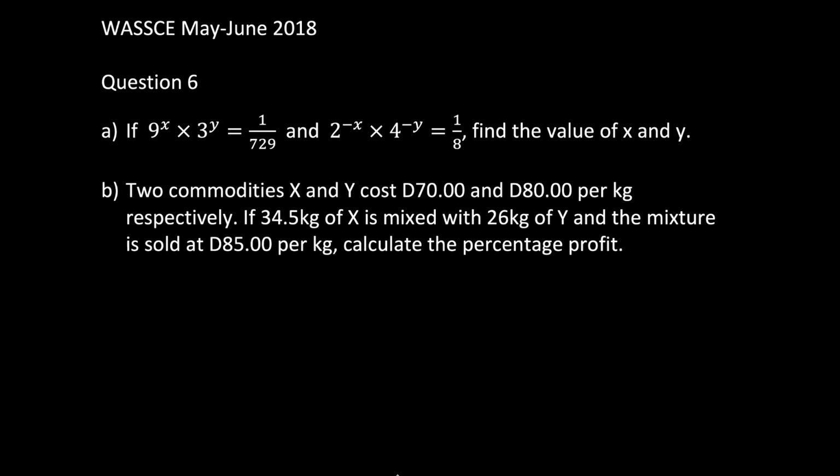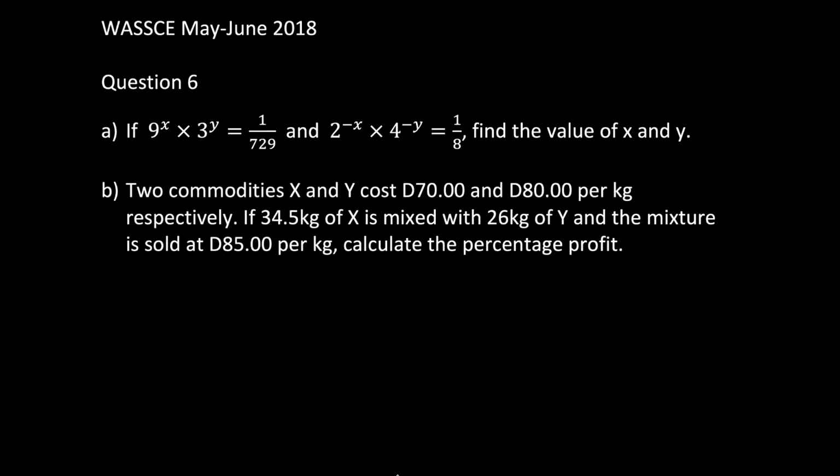6. So question 6a. If 9 raised to the power x times 3 raised to the power y is equal to 1 over 729, and 2 raised to the power negative x times 4 raised to the power negative y is equal to 1 over 8, find the value of x and y.